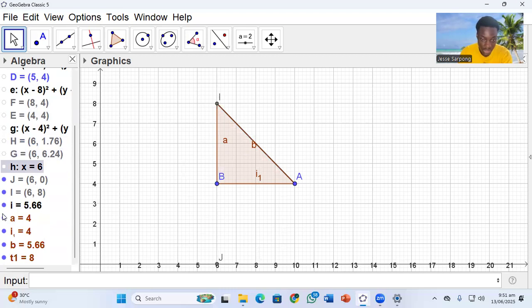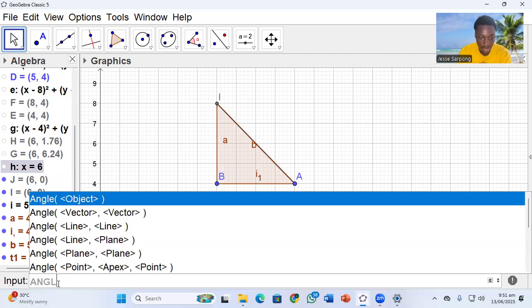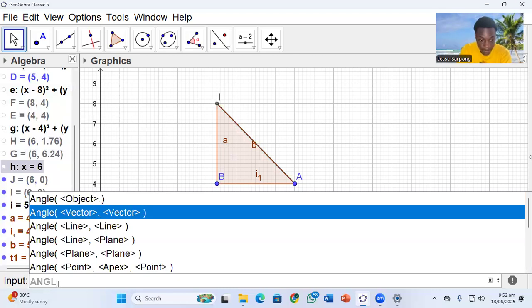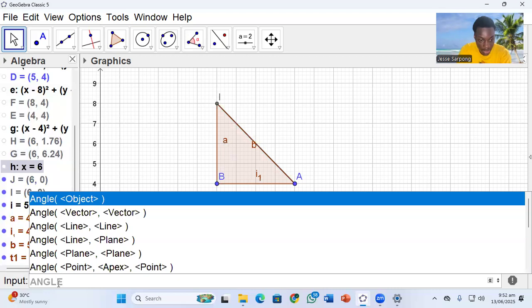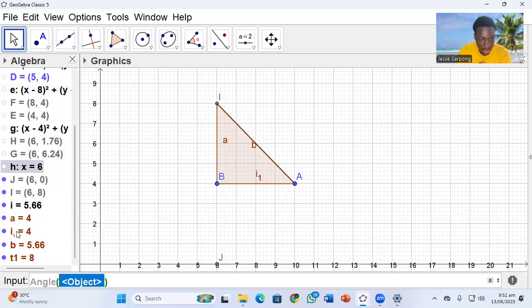And I have to know if this is a right angle triangle. I'm measuring the angle at B. Or I'll just measure all the angles in the triangle. So the triangle is T1, and I'm measuring T1.